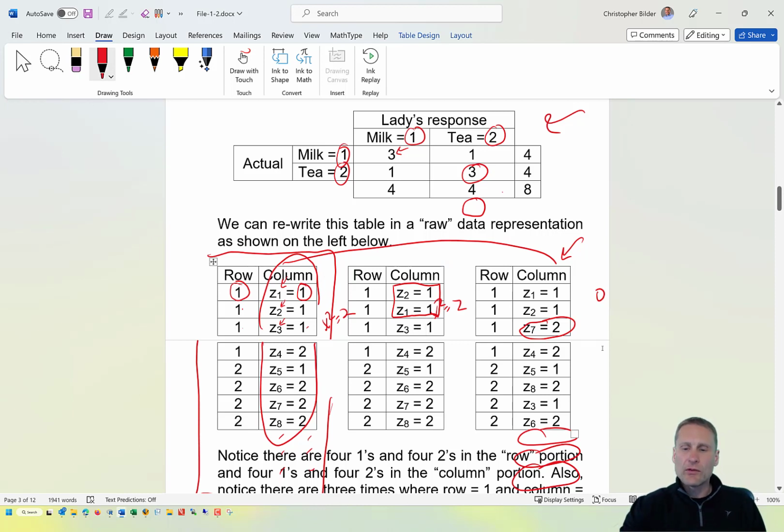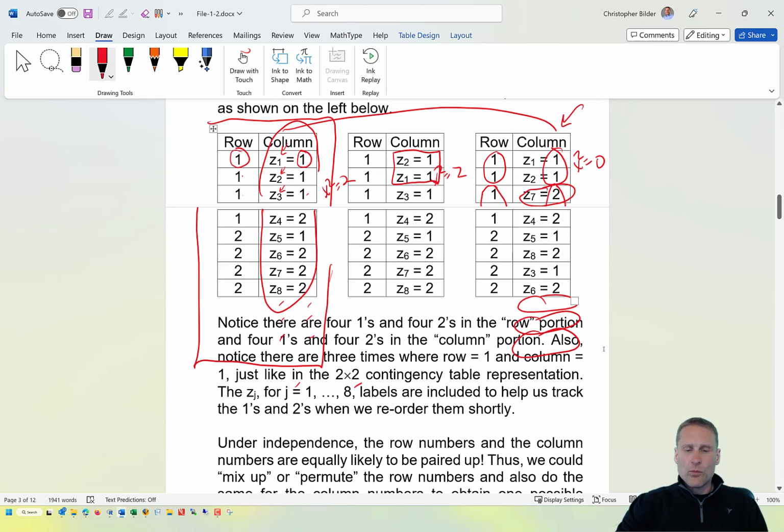Well, why? Notice how for row 1, I have 2 column 1s. For row 2, I have 2 column 2s. Let me restate that to make sure I got that right. For row 1, I have 2 column 1s. For row 1, I also have 2 column 2s. I have the same thing happening with row 2 as well. That's why I have an x squared equal to 0 there. You can do the calculations on your own just to prove that. Okay, let me move on.